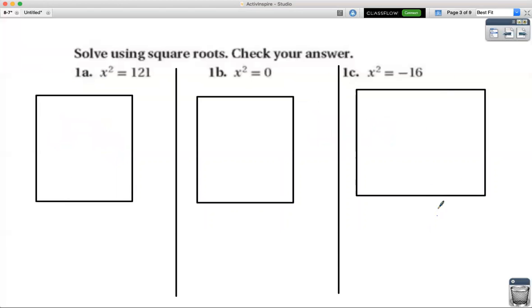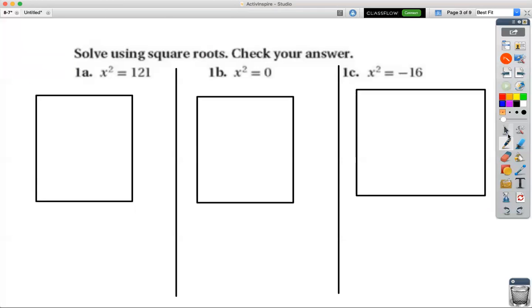Take a look at the following. I have 3 examples. Feel free to pause the video at any point right now so you can practice on the following first. All right, so let's continue. Let's look at the answers to the following. Use square roots to solve.